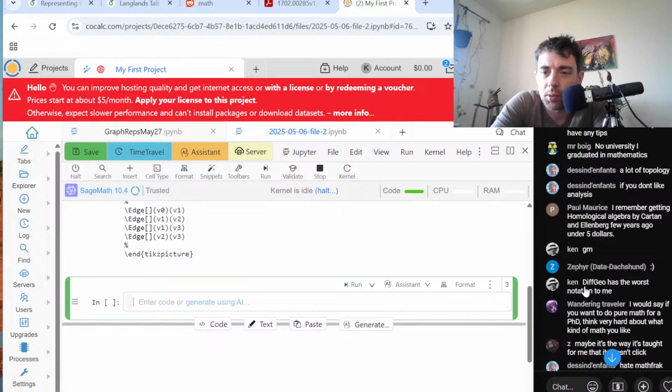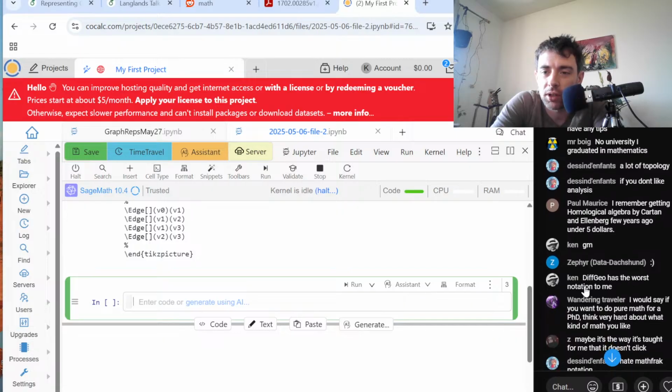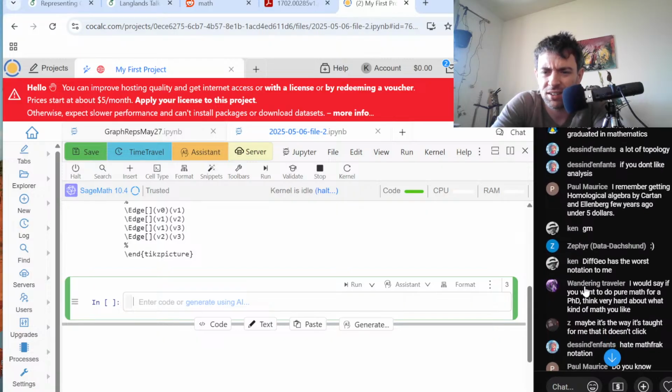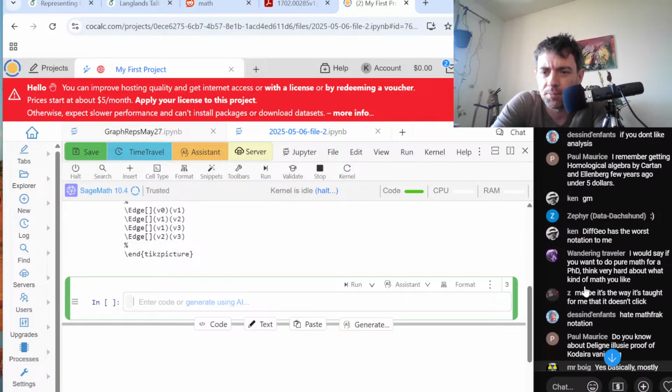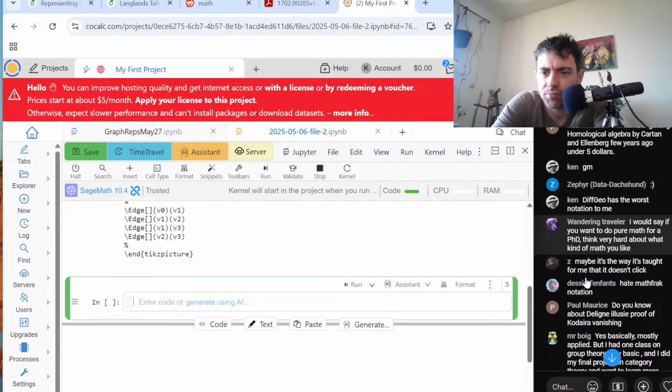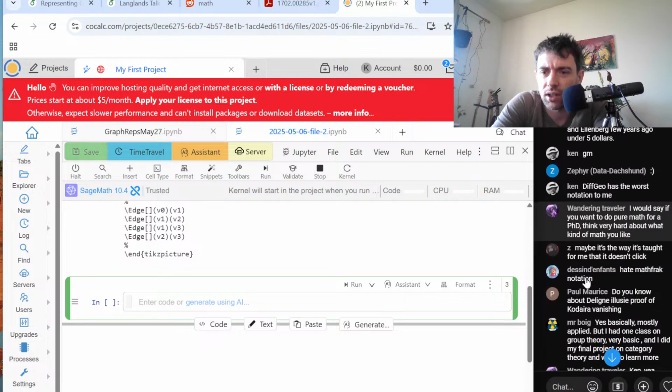Paul Maurice remembers getting Homological Algebra by Cartan and Eilenberg a few years ago. Under $5. Damn, really? $5. That's a steal. Wow. Yeah, differential geometry has some pretty bad notation. I mean, I do like differential geometry, but let's be real. The notation's pretty nasty.